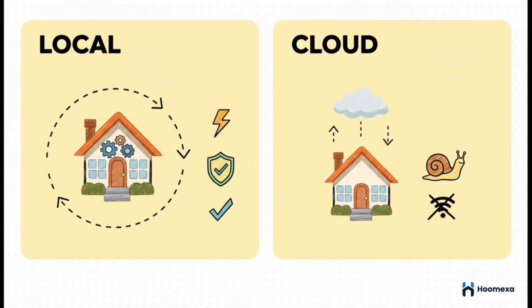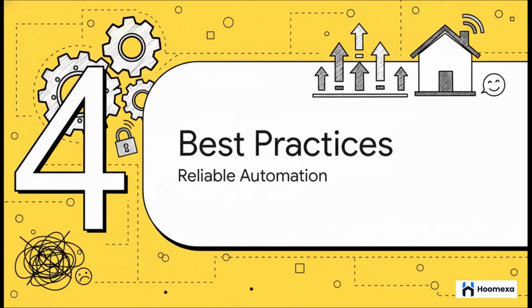Now this is a really, really important point. Where that thinking happens matters a lot. With cloud processing, every single command has to travel out to the internet, hit a server, and come all the way back. But with local processing, sometimes called edge processing, all the thinking happens right there inside the hub in your house. This makes your automations way faster, way more reliable. They'll work even if your internet goes down, and maybe most importantly, it keeps your private data right where it belongs, inside your home.